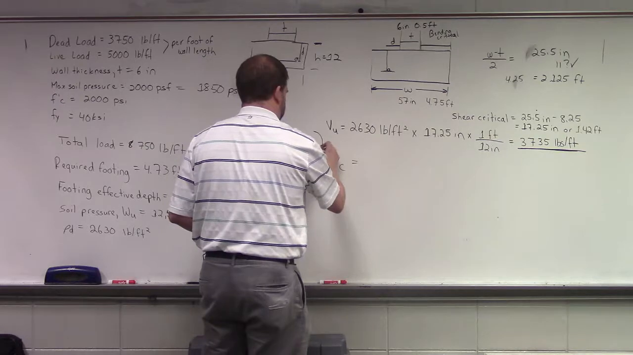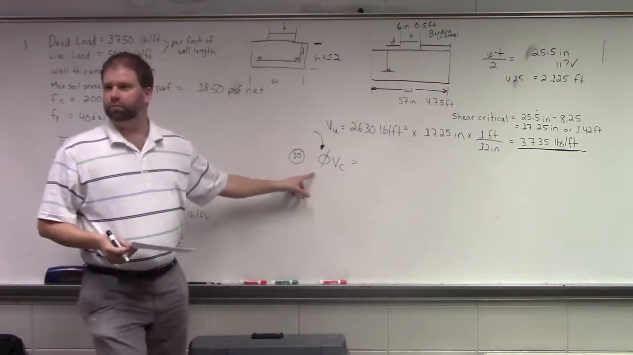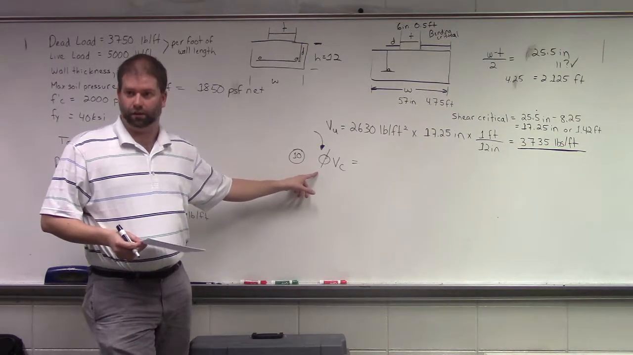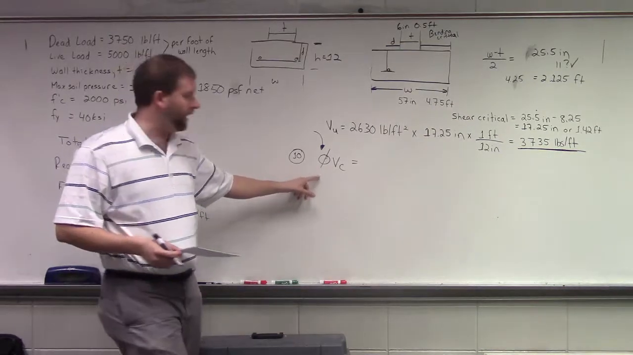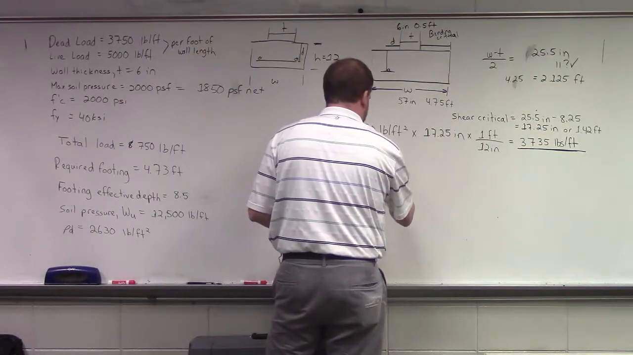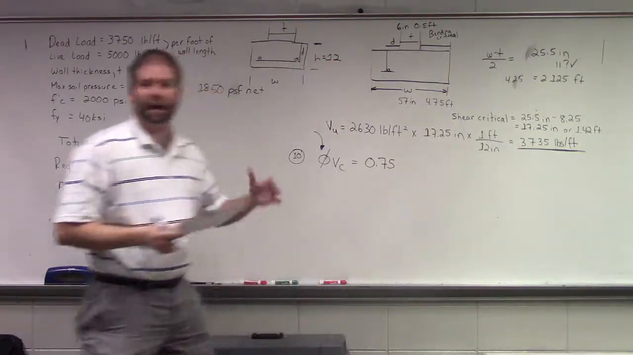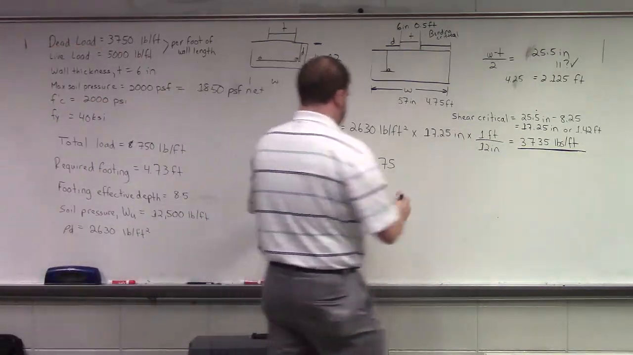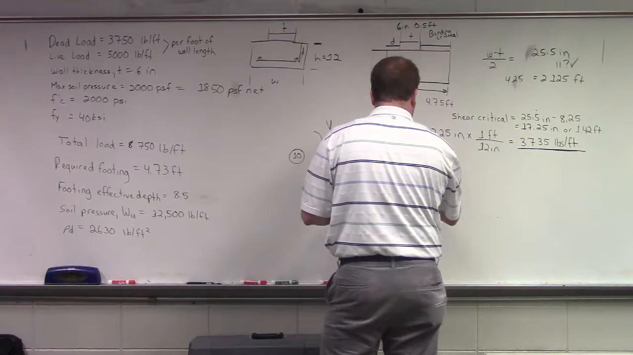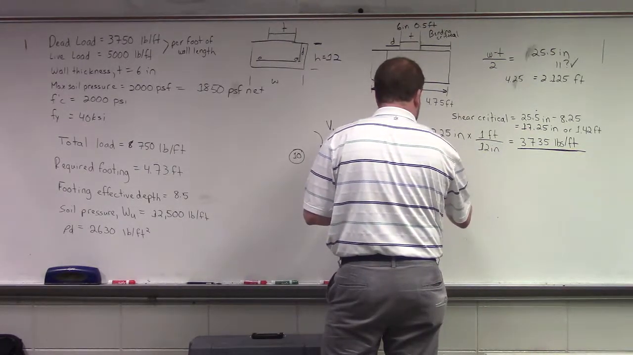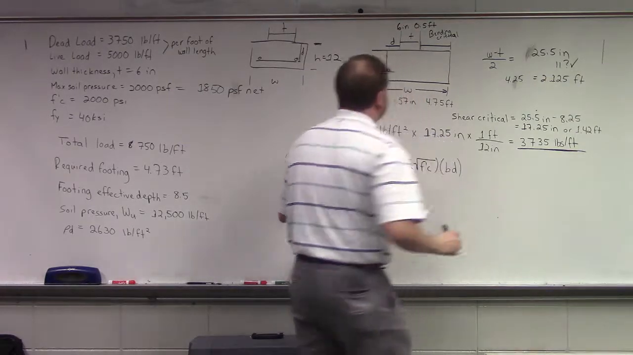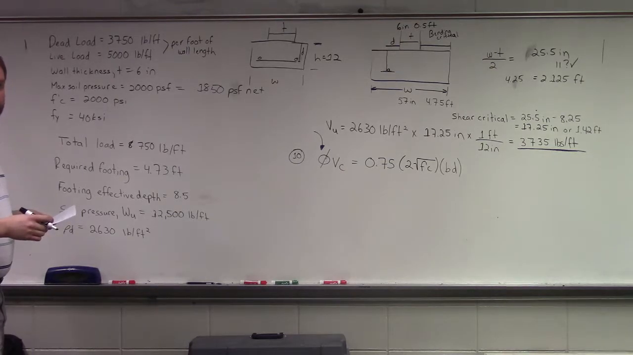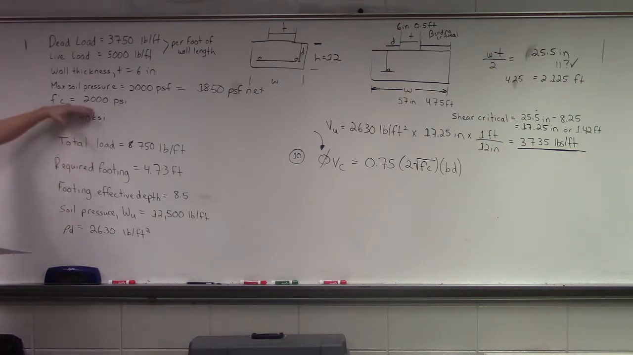Does number 9 exceed? Remember from the very beginning when we started talking about concrete, we have a number of phis that we deal with. For our shear check, this phi is 0.75, not the 0.9 that we were using for our beams. And then our VC equation is simply 2 times the square root of F prime C. Where did we get that? Concrete design strengths, F prime C.